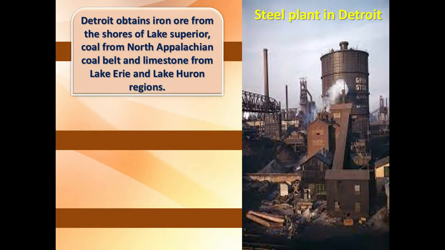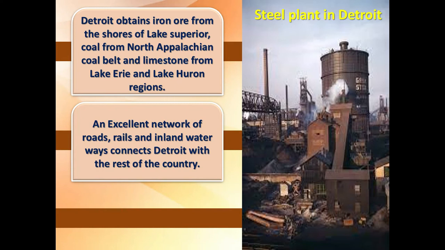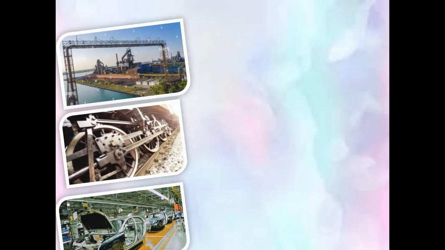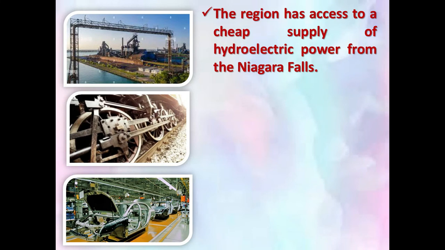Detroit obtains iron ore from the shores of Lake Superior, coal from the North Appalachian coal belt, and limestone from the Lake Erie and Lake Huron regions. An excellent network of roads, rails, and inland waterways connect Detroit with the rest of the country. There is an adequate supply of skilled, unskilled and semi-skilled laborers. And the region has access to a cheap supply of hydroelectric power from Niagara Falls.